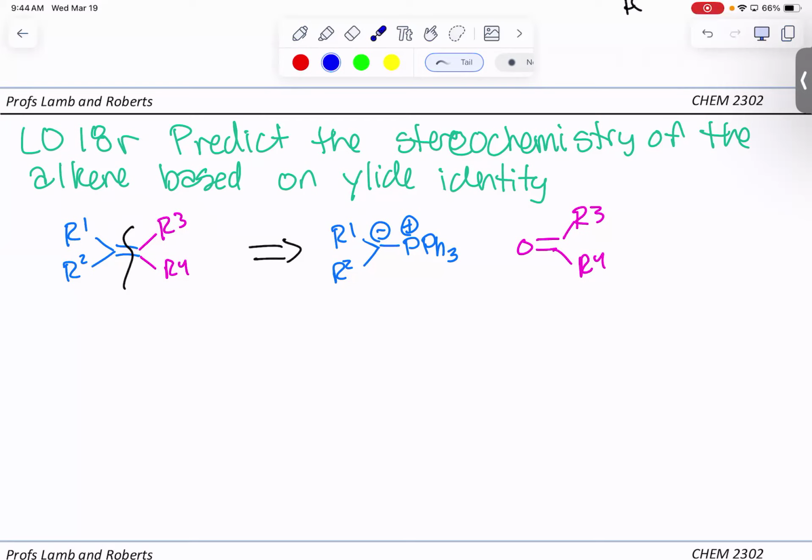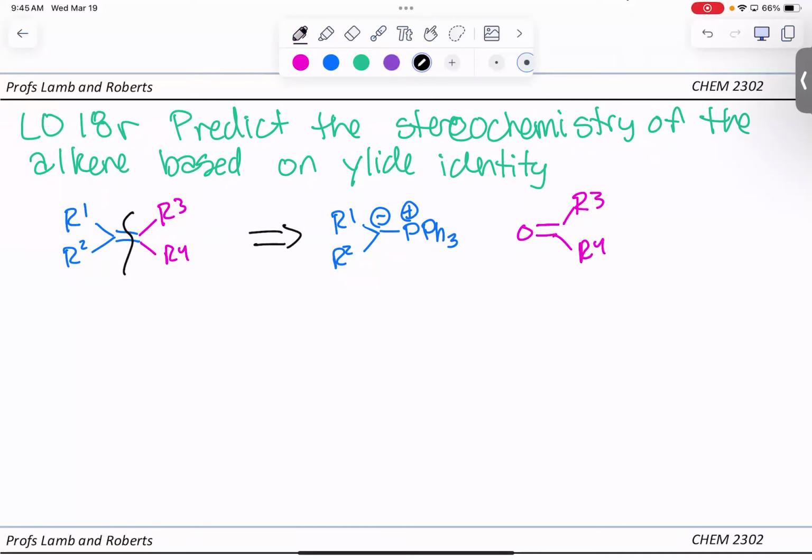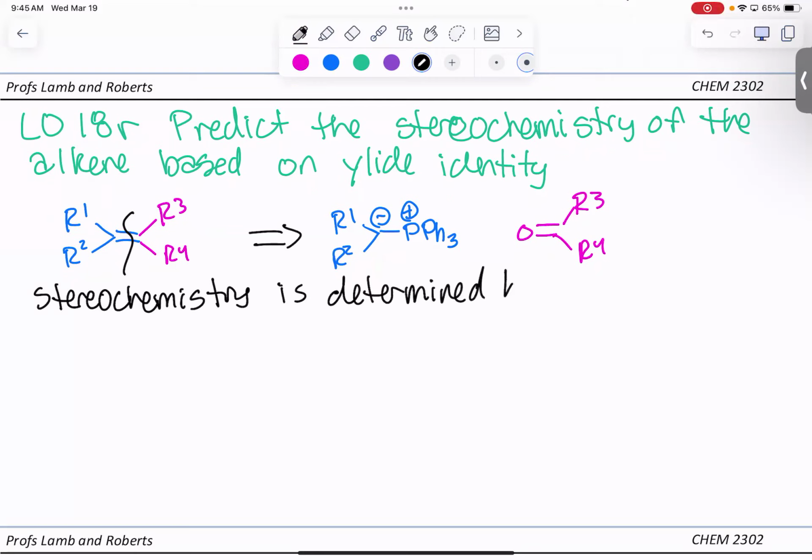We have the highest priority substituents on the same side, which gives us Z, versus on opposite sides, which is E. So we need to understand why I chose to do R1 and R3 on this side. Stereochemistry can deal with alkenes as well, and this is determined by the electronics, not sterics, the electronics of the ylide.